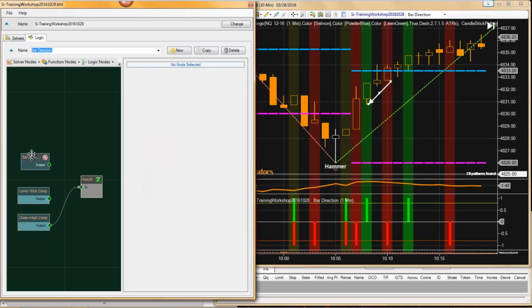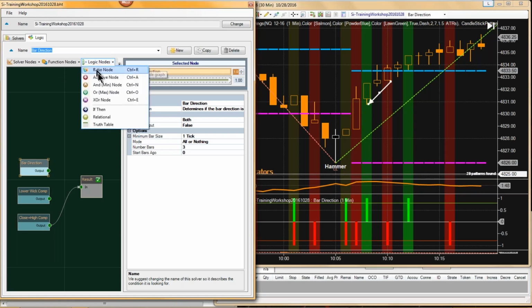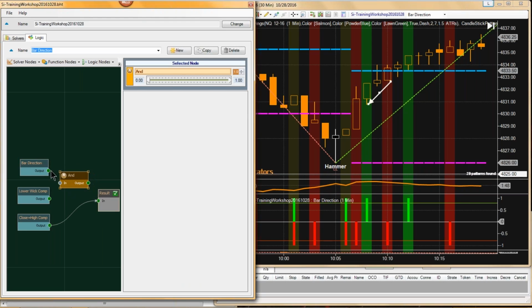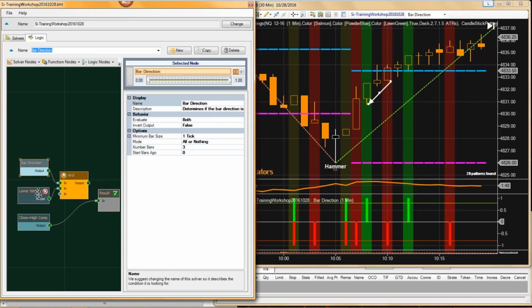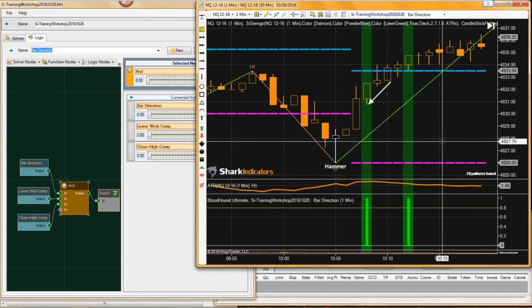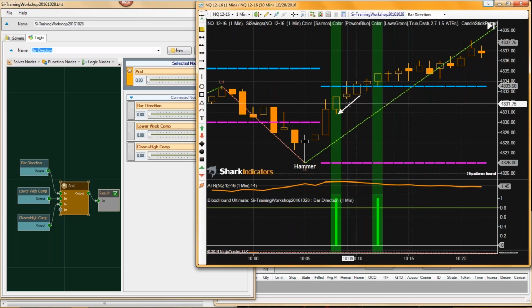All right, so I think we have everything. Let's connect it all together with an AND node, because we need all three conditions to be true at the same time. Let me just make sure the bar direction solver is set to its default setting. Yep, there we go. So we're finding bars that close at their high but have a low wick to them. Looks like that's what you're looking for.